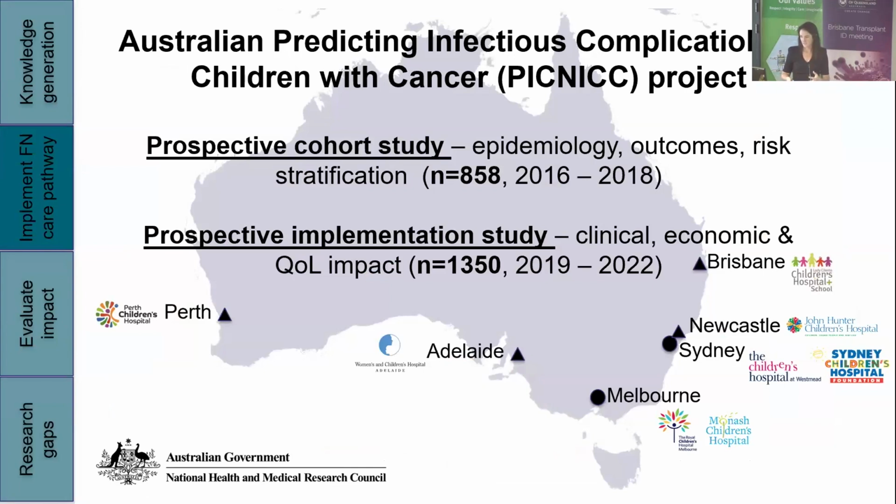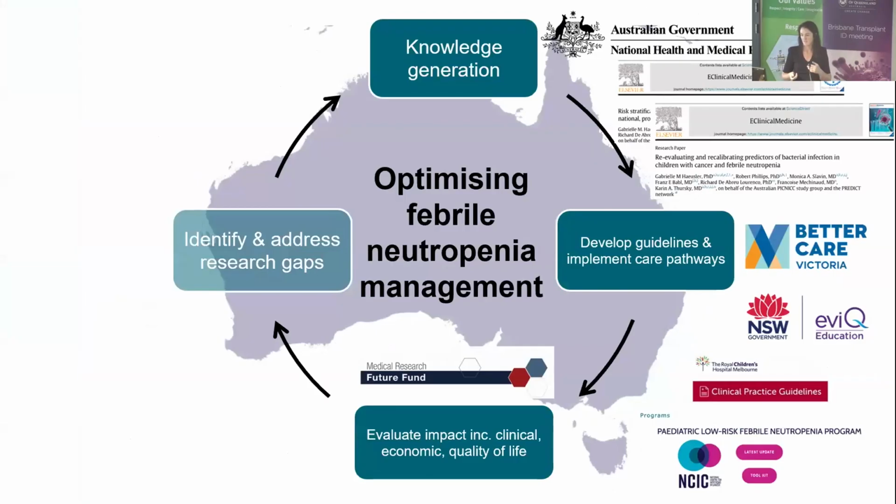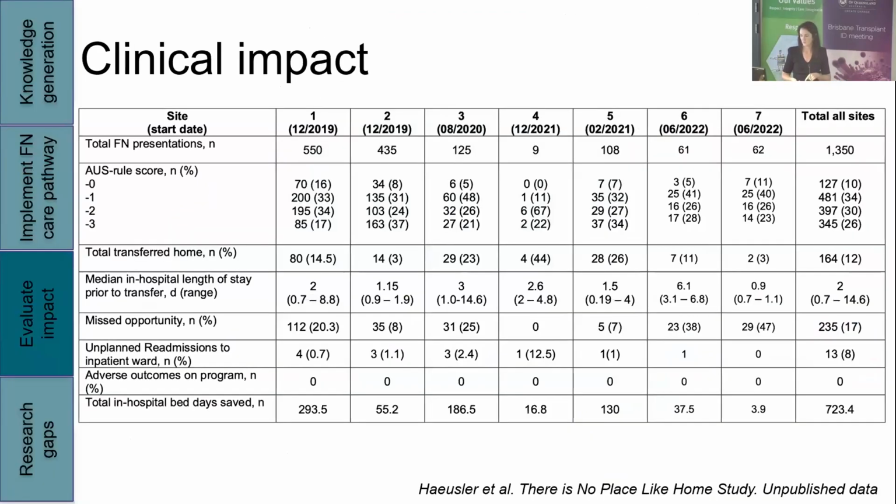And so then moving into the prospective implementation study. It was all the same sites that were involved in the knowledge generation component of the study, and it continued on quite seamlessly. We were fortunate to get funding for this study as well, where we started to enrol patients into the program and evaluate the clinical, economic and quality of life impact of a new model of care. And so these data are a little bit old.